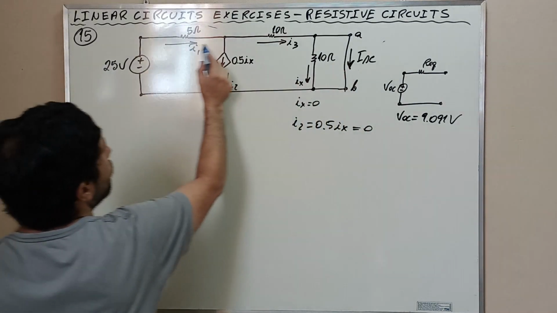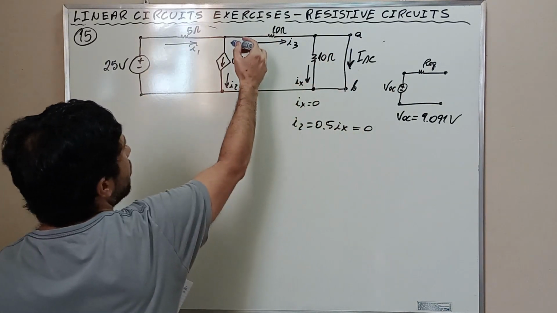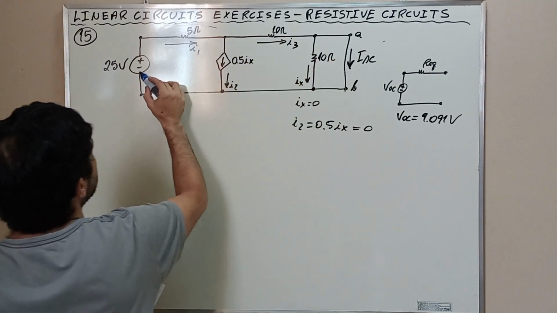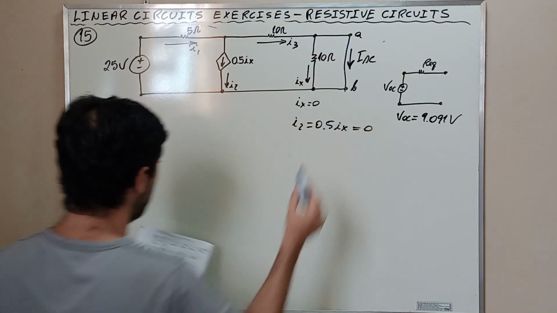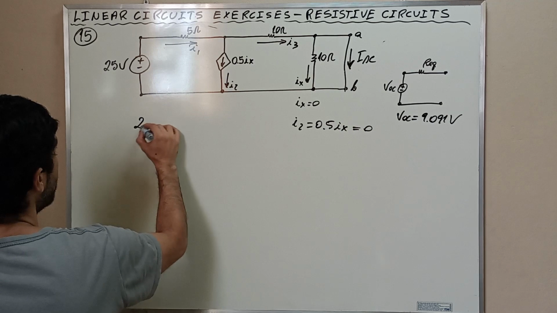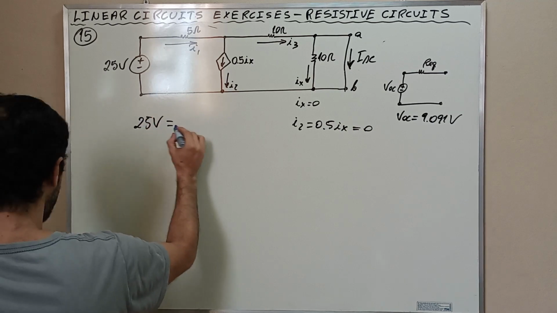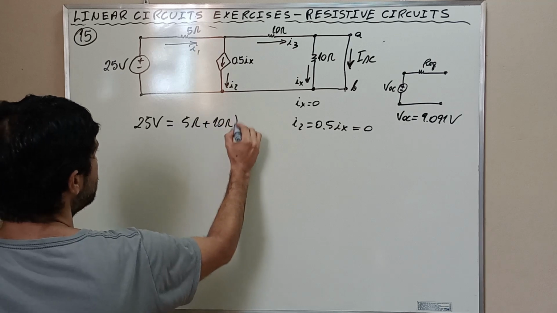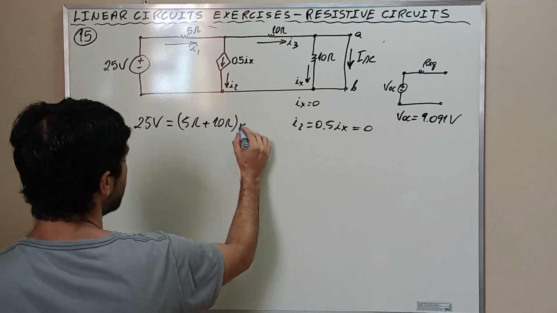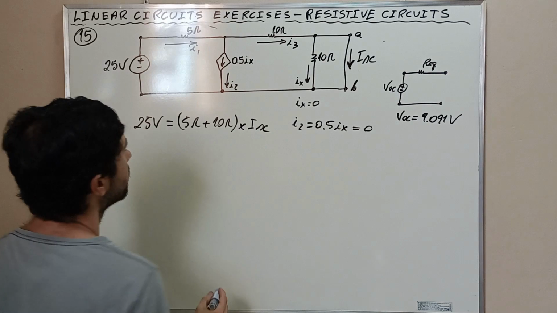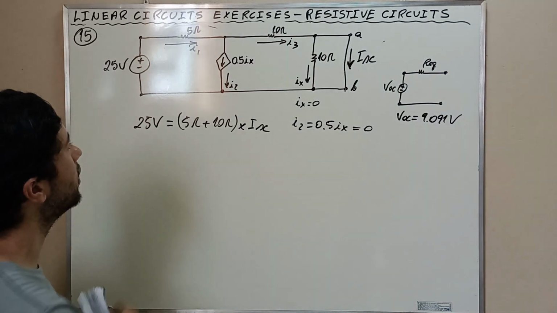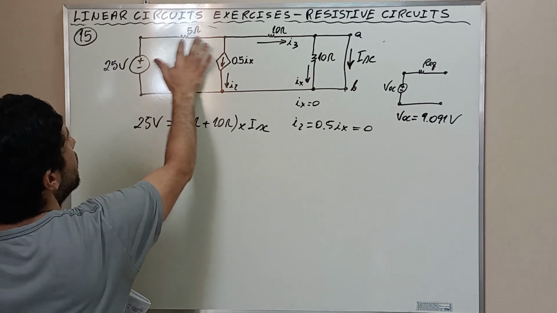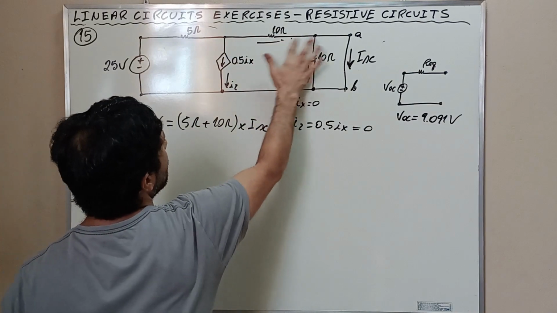It is going to go all the way down here. It is not going to pass here or here. It is going to go all the way there, okay? Then it is going to be 25 volts equal to 5 ohms plus 10 ohms times the short circuit current, okay? The short circuit current is going to flow all the way down there, alright?